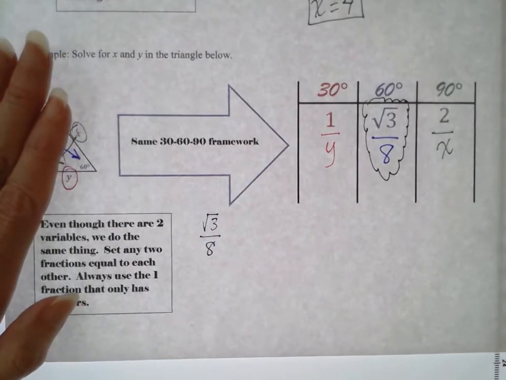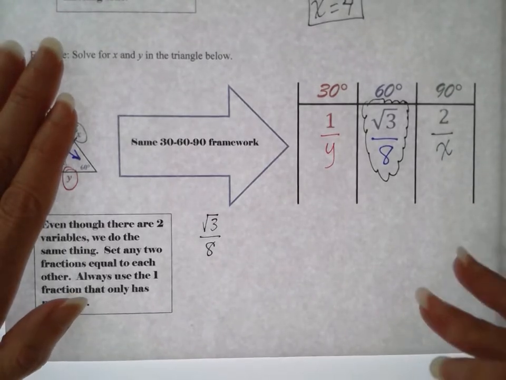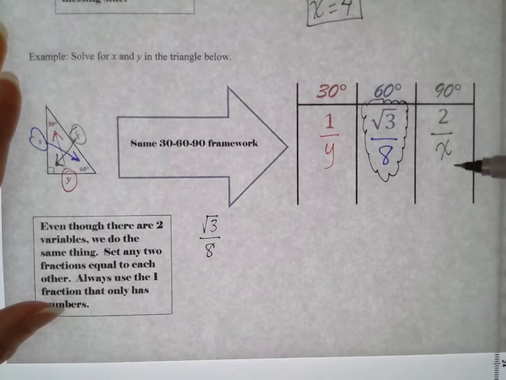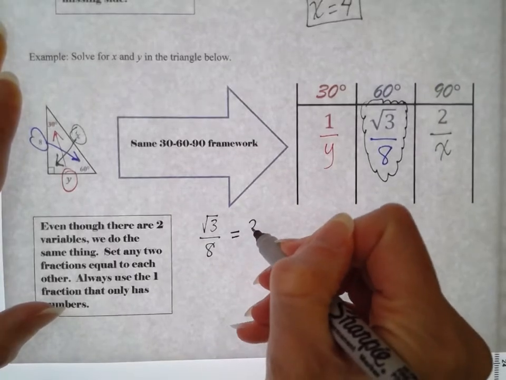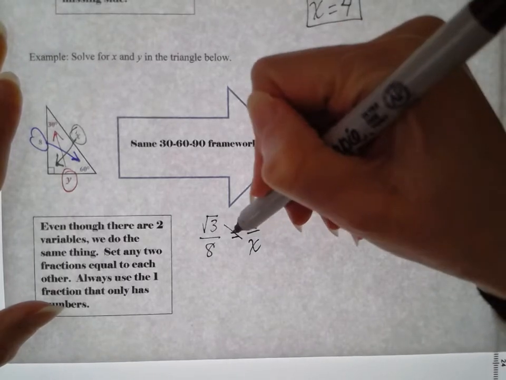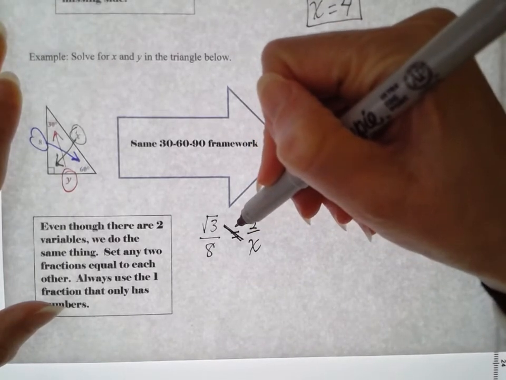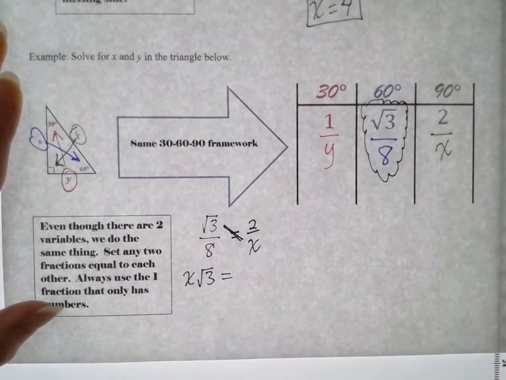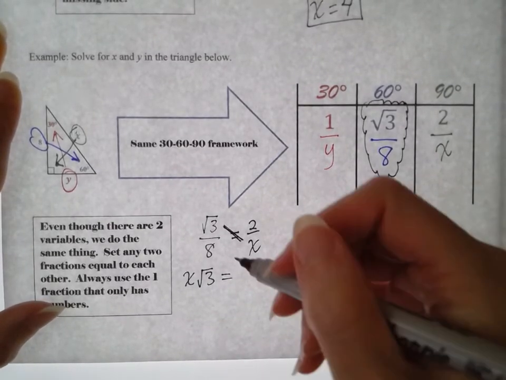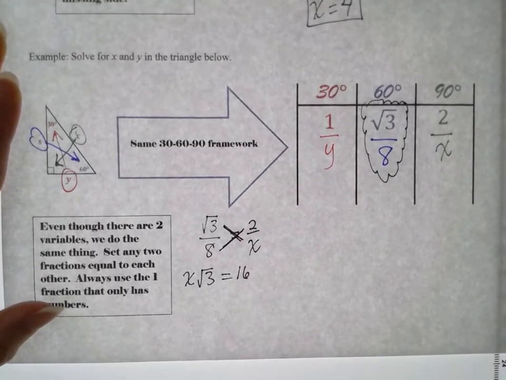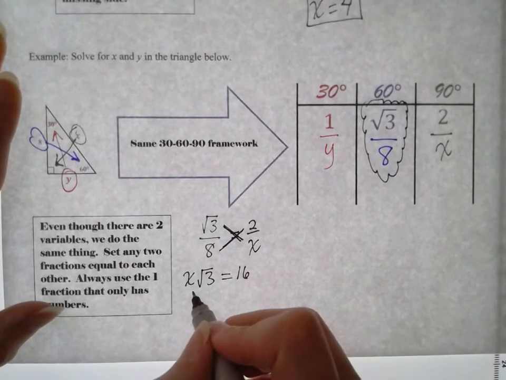Well, let's go ahead and find x first. To find x, I'm going to set it equal to the fraction that has the x. So I set that equal to 2 over x. Now I cross multiply. That gives me x times square root of 3. It looks scary, but just write what it is: x times the square root of 3. Then I have 8 times 2, which is 16. Now I want to get x all the way by itself, and as scary as it may look, we're going to divide by that square root of 3.